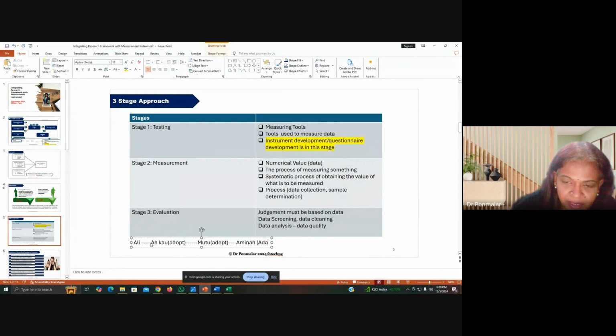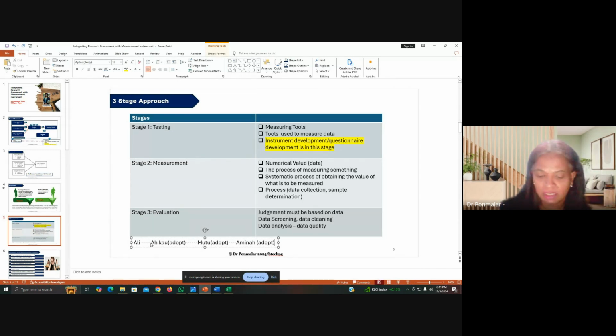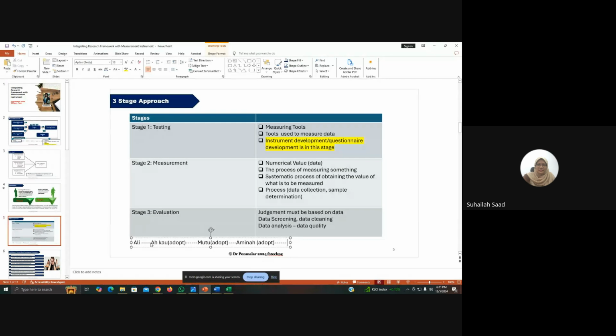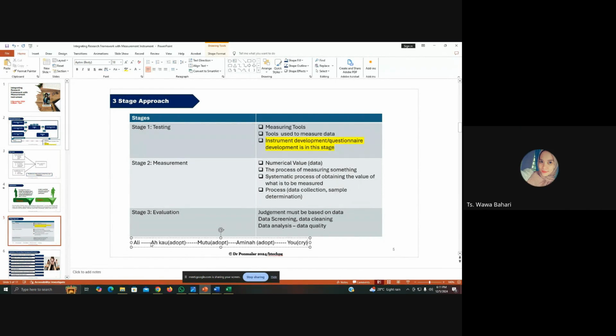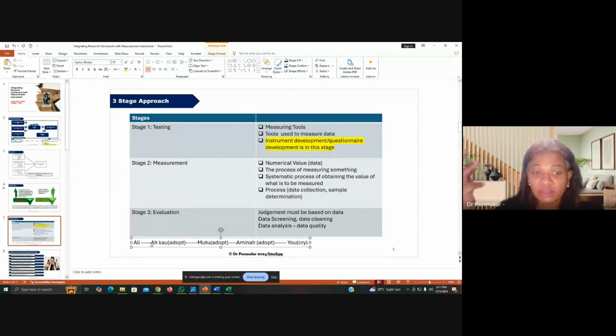Sekarang apa yang kita dapat? And you pula nak ambil daripada Aminah. Triple adoption. Okay. So, you need to cry. Why you need to cry? If you adopt from Aminah, why you will cry? Different context. Sekali. Not the originality. No, you don't even know what the original scale looked like.